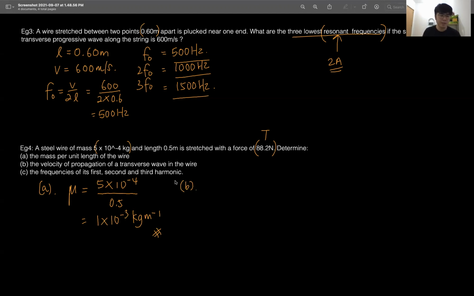B, the velocity of propagation of a transverse wave. So the V, we can use V equals the square root of tension over mass per unit length. So 88.2 divided by 1 times 10 to the minus 3, like this, we get 296.98. I'll approximate it to 297.